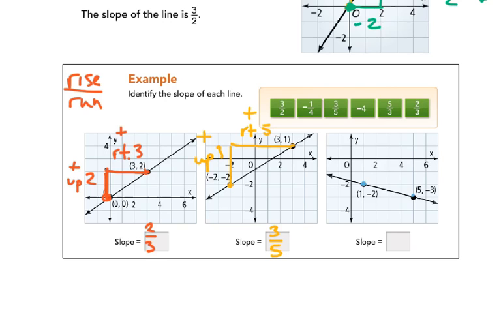If we take a look at the third example, I'm going to start here and I'm going to end here. I would rise, but I have to go down. So that would mean it's down 1, and then I would go to the right 4 spaces. Down would be a negative, and right is a positive. So that means my slope is down 1, so negative 1. Right 4 is a positive 4, so my slope is negative 1/4.